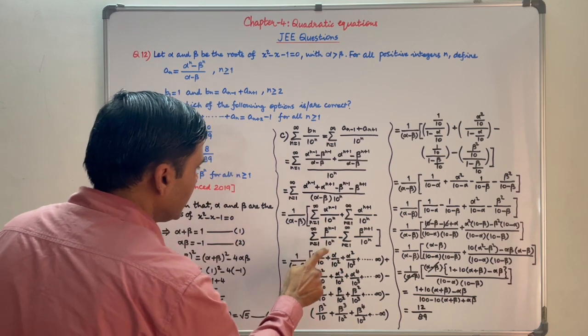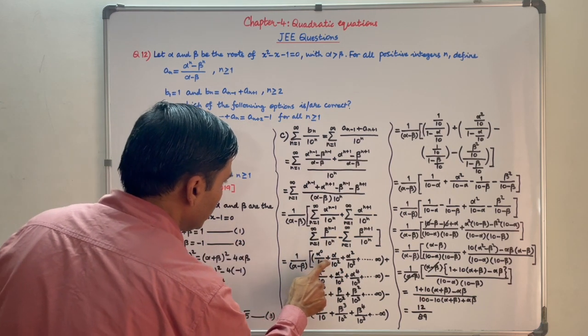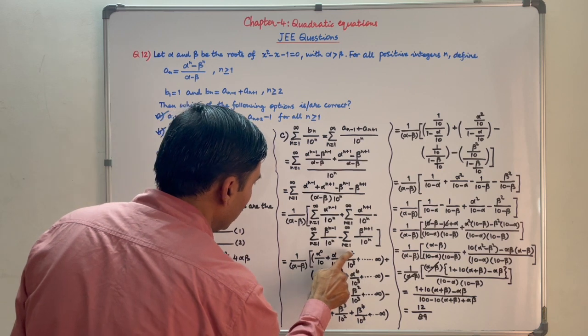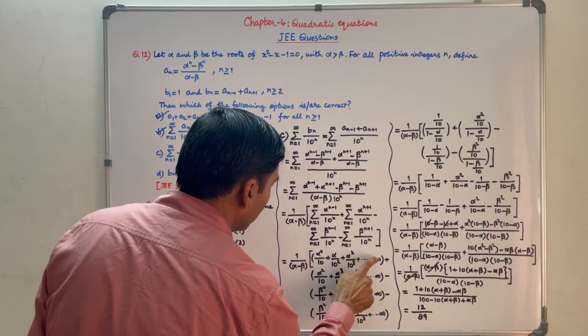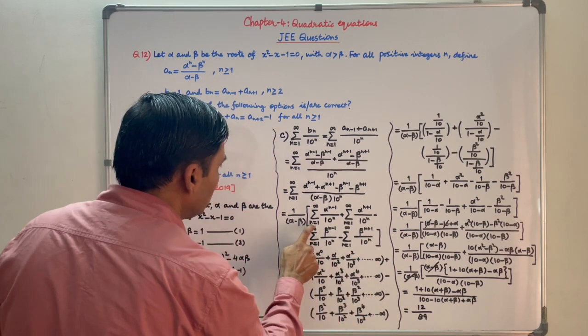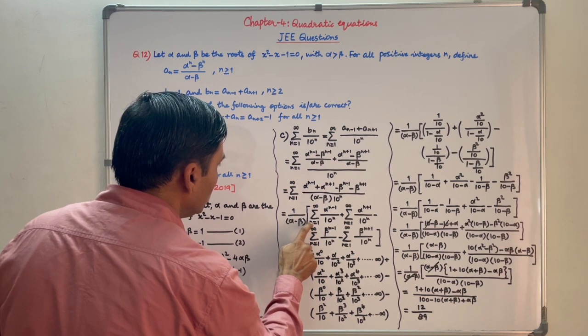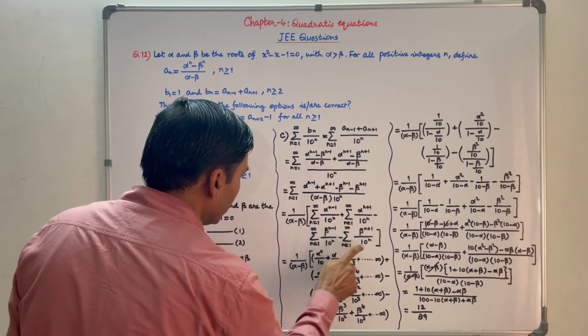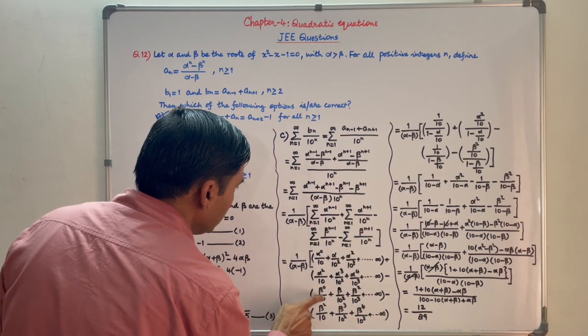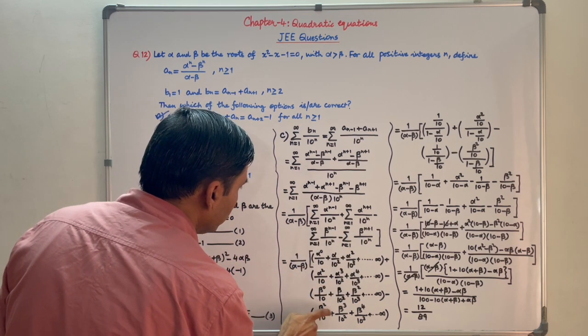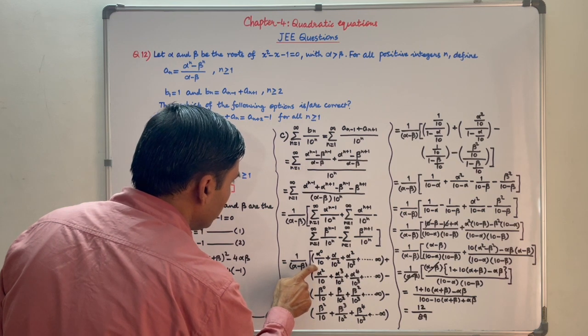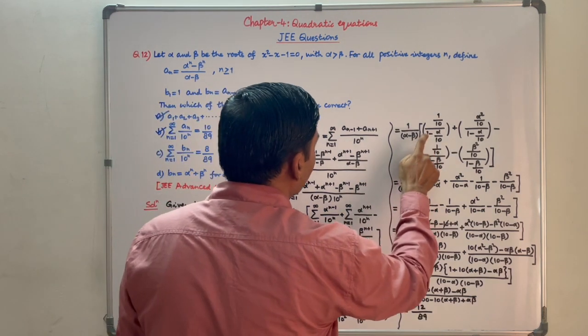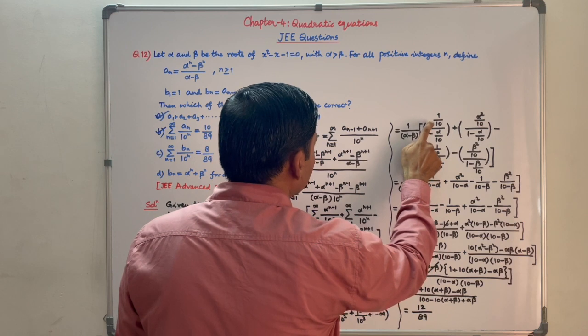This can be expanded as alpha to power 0 upon 10 plus alpha upon 10 square plus alpha square upon 10 cube plus and so on up to infinity. Put the values of n equal to 1, 2, 3 and so on up to infinity. Similarly, these all can be expanded like these. These 4 are infinite GP series whose sum is given by the formula a upon 1 minus r, where a is first term and r is the common ratio.